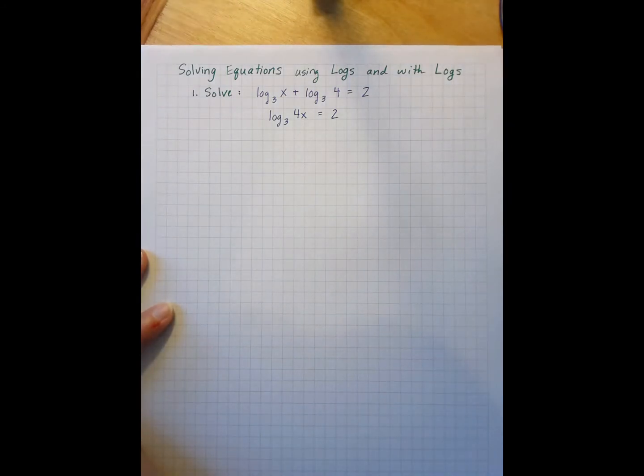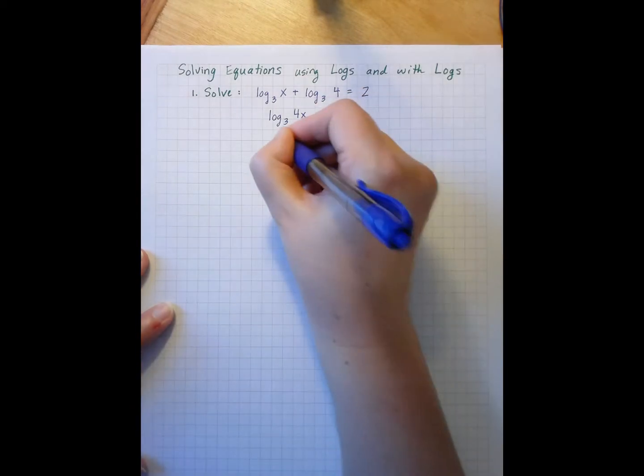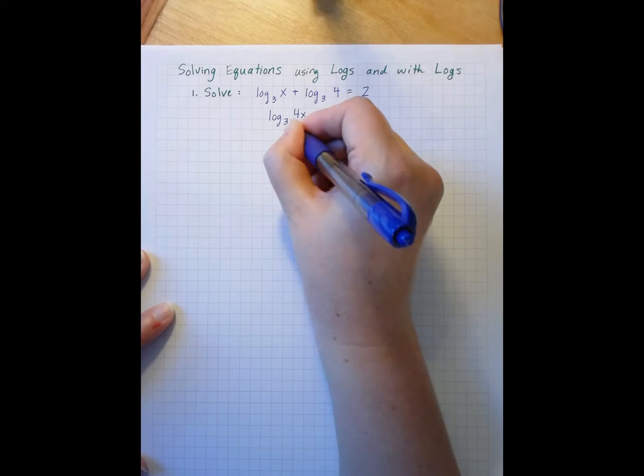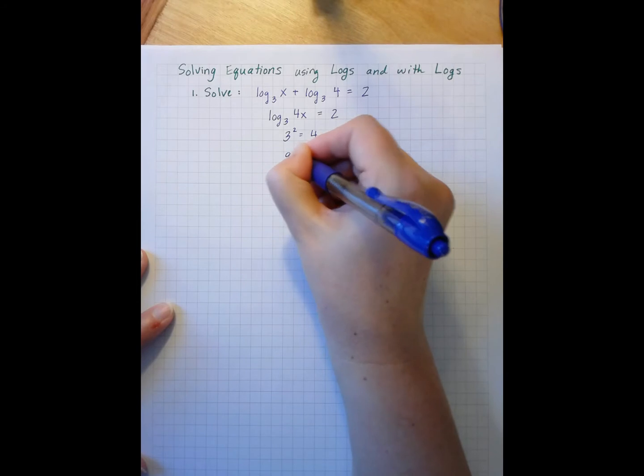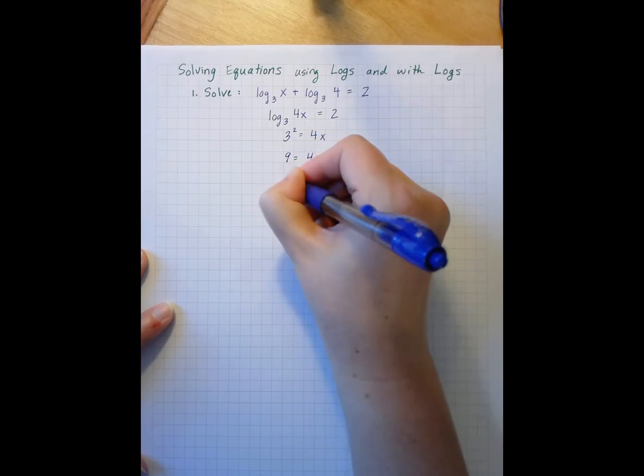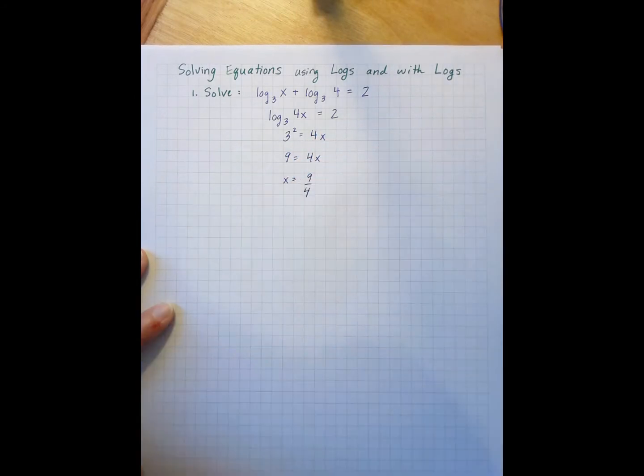I then need to apply the fact that logs and exponents are inverses of each other. And so I know that what this is telling me is that 3 to the second power equals 4x. So I have 9 equals 4x, which means I have x equals 9/4.